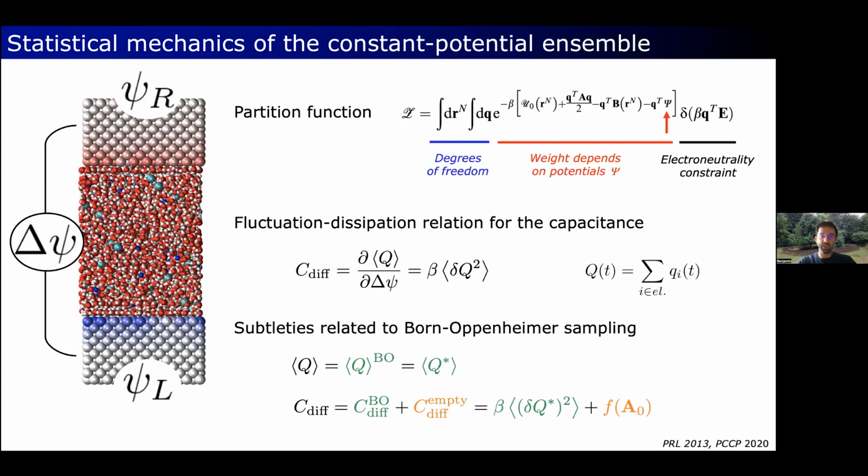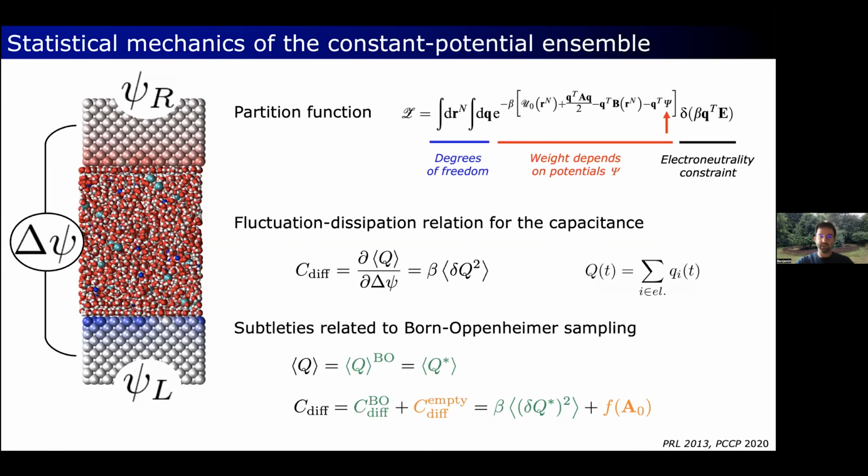And for example, we worked out a fluctuation dissipation relation for the capacitance, which tells you that the response of the charge to voltage, the differential capacitance, is in fact given by the variance of the charge distribution. So Q here is the total charge of one electrode, and the charge of the other electrode is simply minus Q. And so this variance of the charge distribution divided by the thermal energy kBT, which is a beta factor here, gives you a way to measure the differential capacitance.